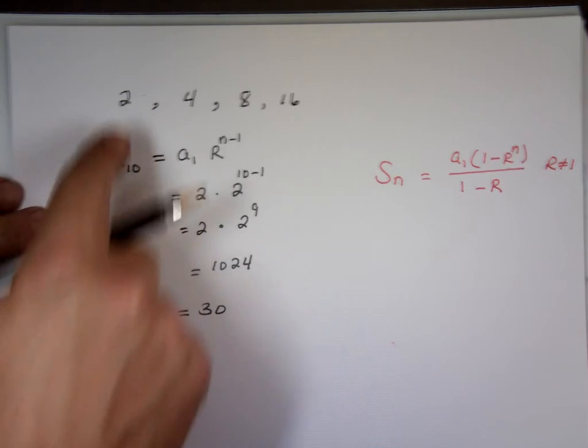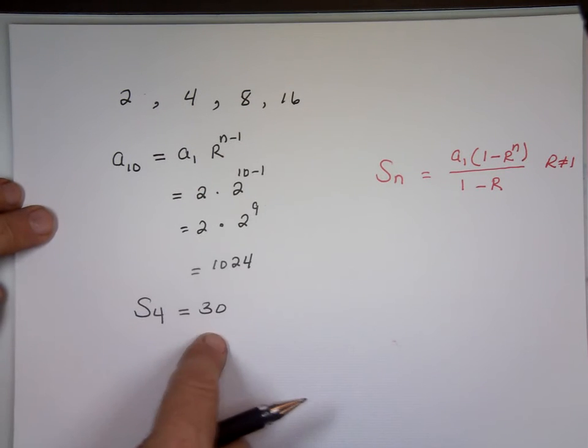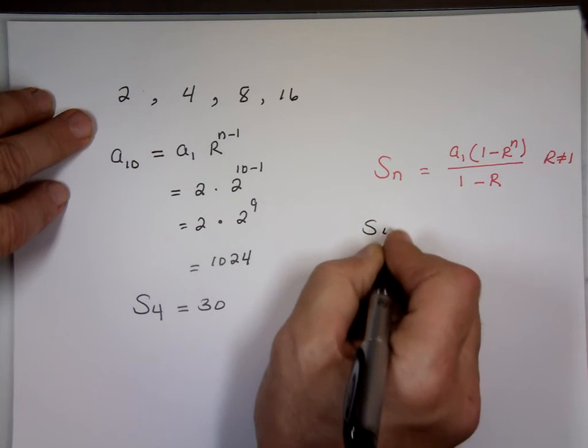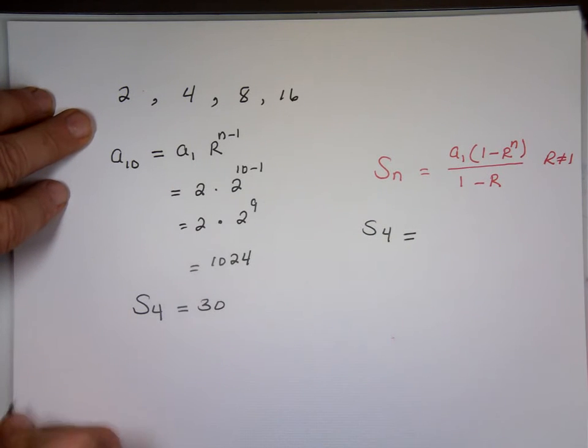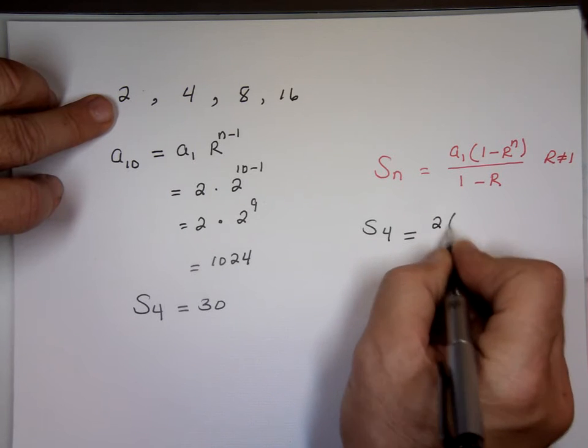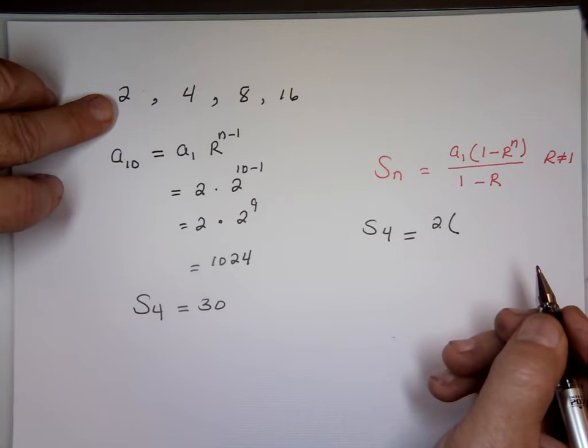Let's take this example. If you want to add the first 4 numbers, we know the sum is 30. Let's see if this one agrees with us. What's the sum of the first 4 numbers? It says take the first number, which is 2, multiply it by what?